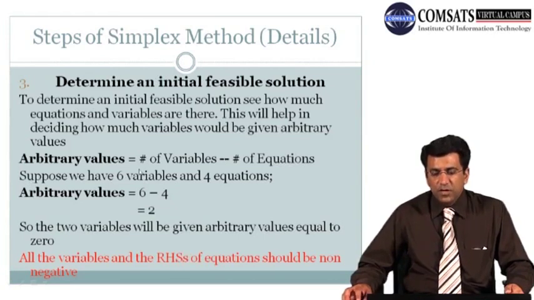So we will use this formula, that is the number of variables minus the number of equations. Suppose we have 6 variables and 4 different equations, then 6 minus 4 is equal to 2, so we will have to set 2 variables equal to 0 in order to find the values of the other variables. This is the criterion used for the initial feasible solution.